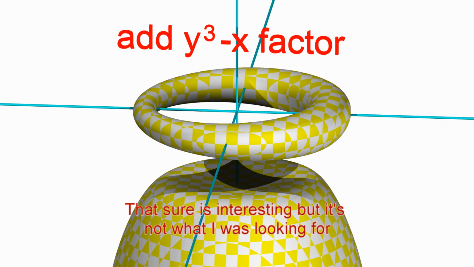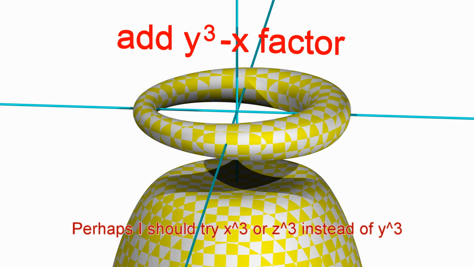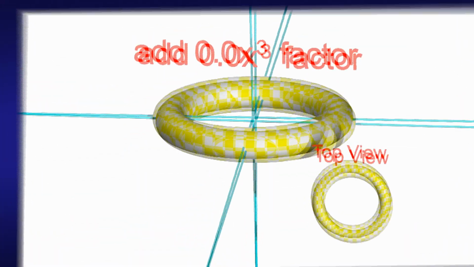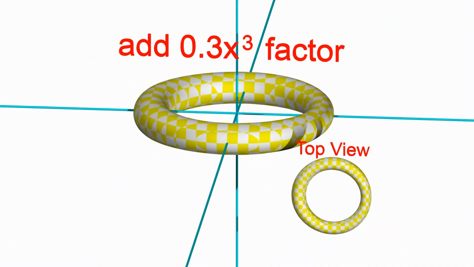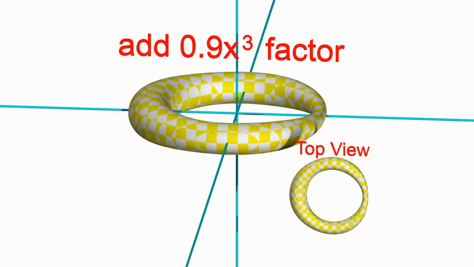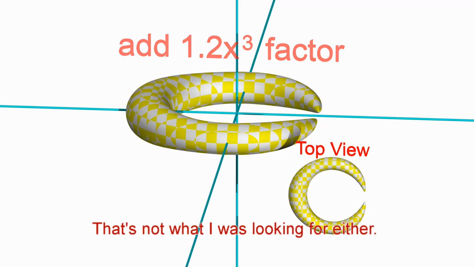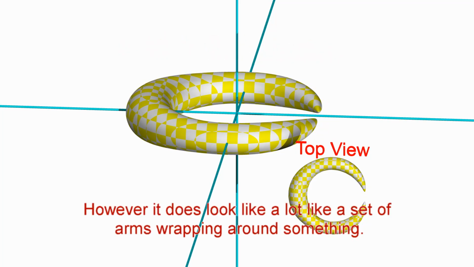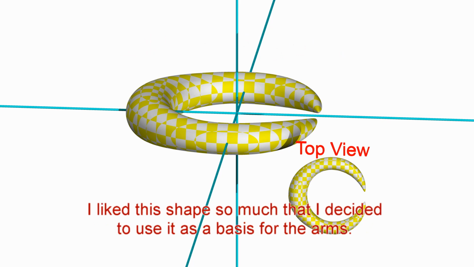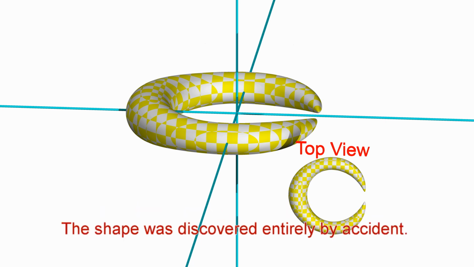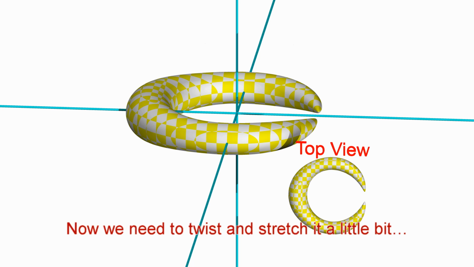That sure is interesting, but it's not what I was looking for. Perhaps I should try x cubed or z cubed instead of y cubed. That's not what I was looking for either. However, it does look a lot like a set of arms wrapping around something. I like this shape so much that I decided to use it as a basis for the arms. The shape was discovered entirely by accident. Now we need to twist and stretch it a little bit.